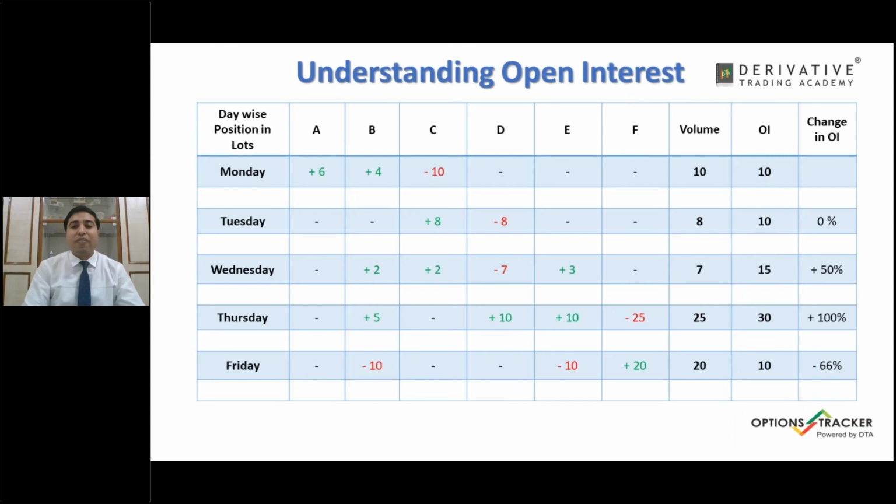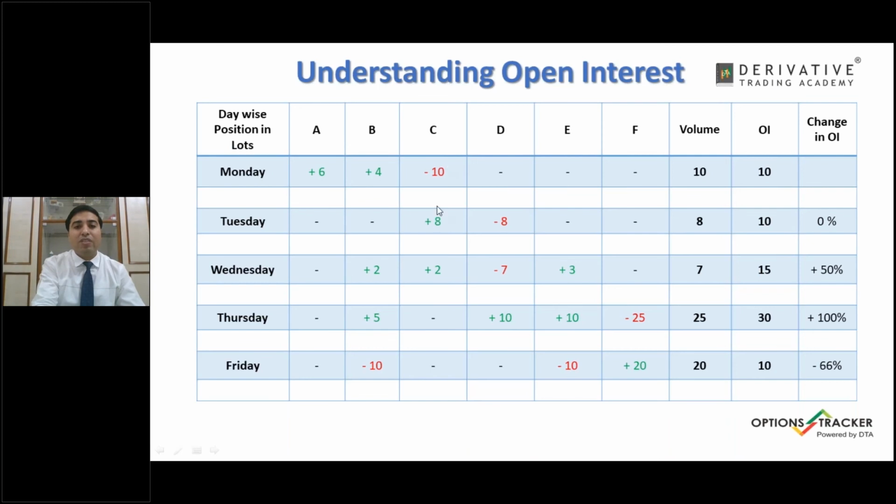F shorted 25 lots. Now if I look at the volumes, obviously that is 25 lots. F shorted while B, D and E has taken the long position, respectively 5, 10 and 10. So volume is 25, but open interest is 30. How 30? 6 position is pending from A side. Look at the B, 4 plus 2 plus 5, total is 11. So A plus B, total 6 plus 11, that means 17. So 17 positions are open from A plus B on the long side.